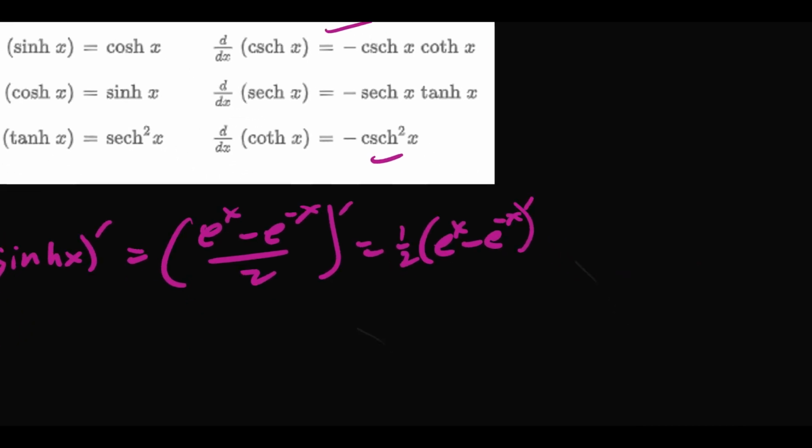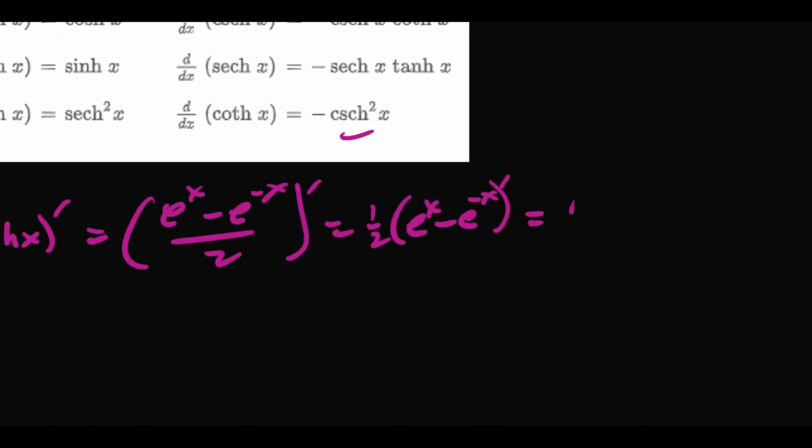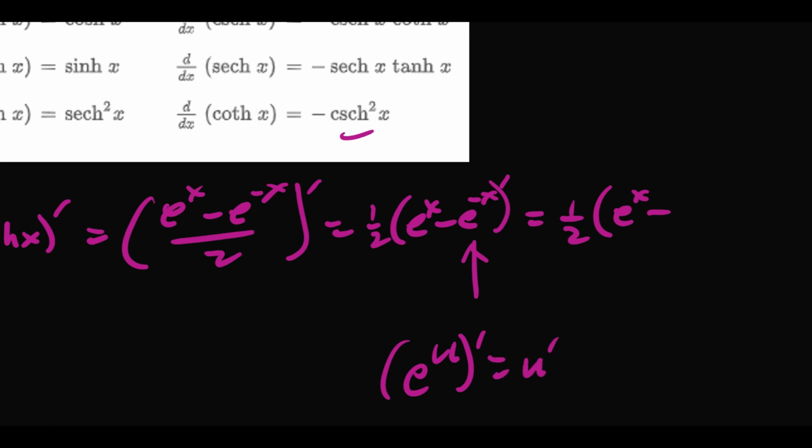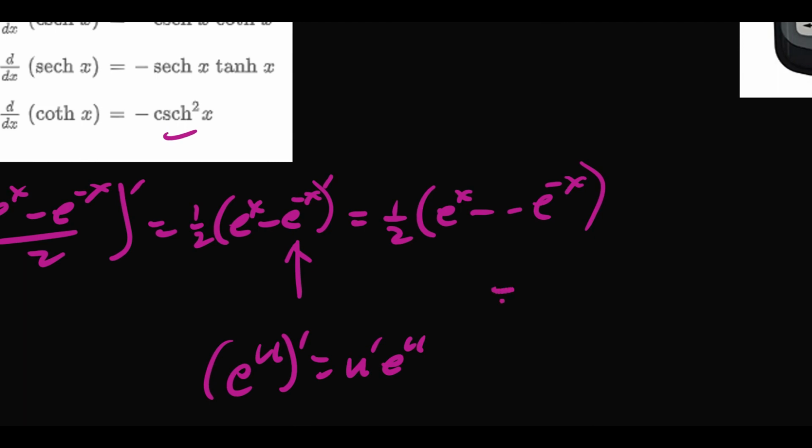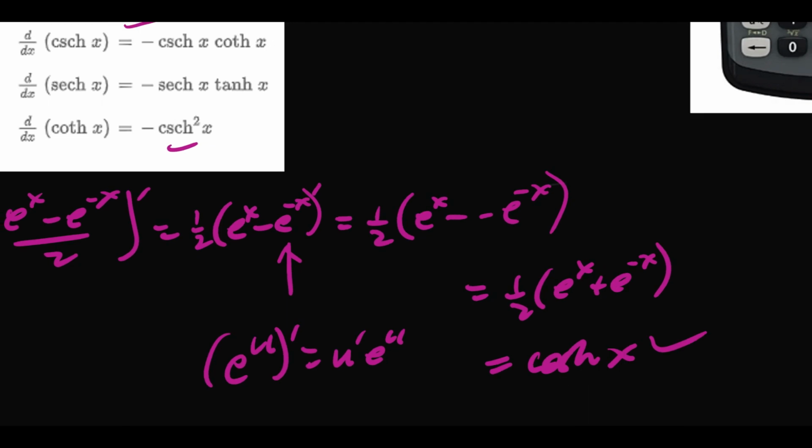All right, and so when we take the derivative of this, it's just a sum rule. The derivative of e to the x is e to the x, minus, and now this is e to the negative x. The derivative of e to the u is u prime e to the u. So this becomes negative e to the negative x, which makes it positive. And so what we're going to get is 1/2 (e to the x plus e to the negative x), which is just hyperbolic cosine of x. And there you have it. So it'd be nice if you could prove some of those.